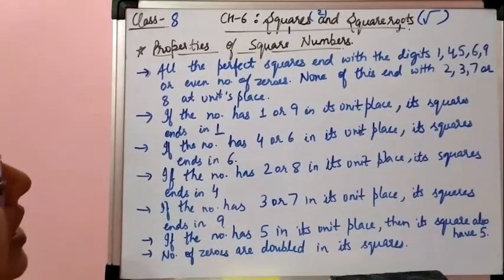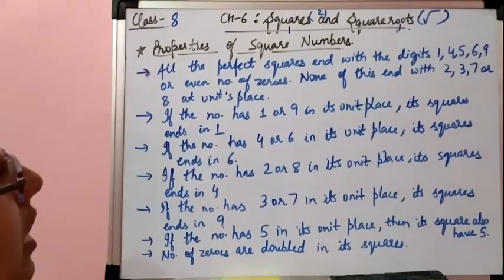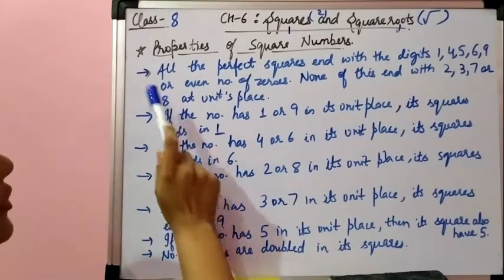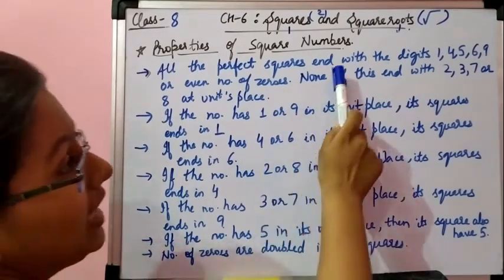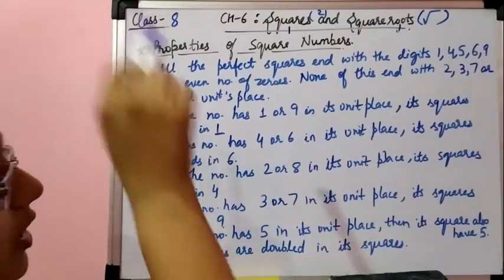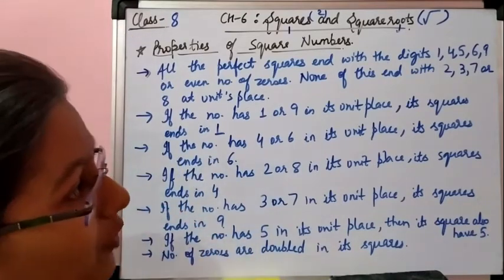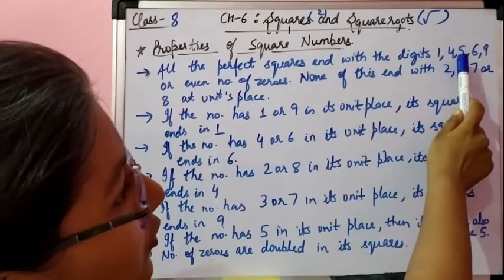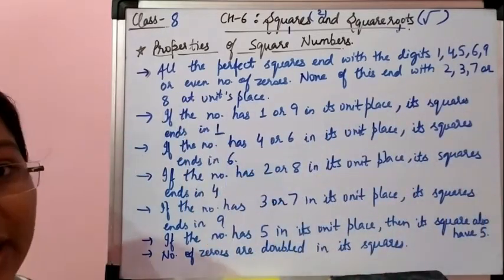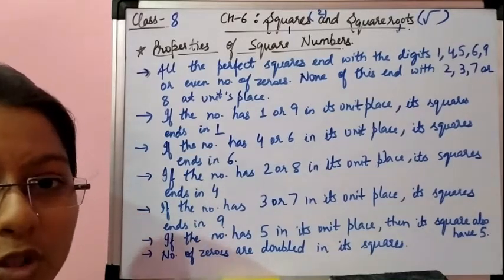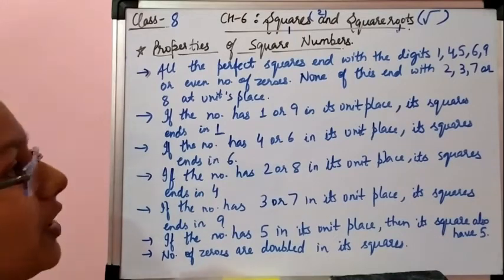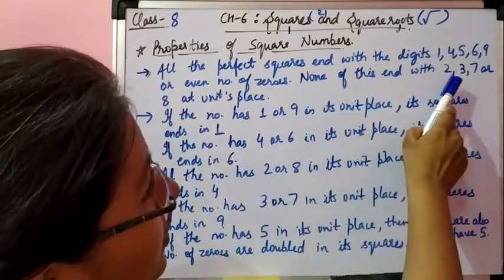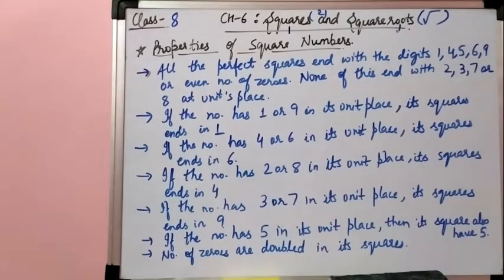Now let's have a look at the different properties of square numbers. We have discussed all these properties, still let's have a recap. The first property is that all the perfect squares or square numbers end with the digits 1, 4, 5, 6, 9 or an even number of zeros. Like either I will have 2 zeros, 4 zeros, 6 zeros, 8 zeros. I will never have 3 zeros in a perfect square. None of these end with 2, 3, 7 or 8 at the unit place.